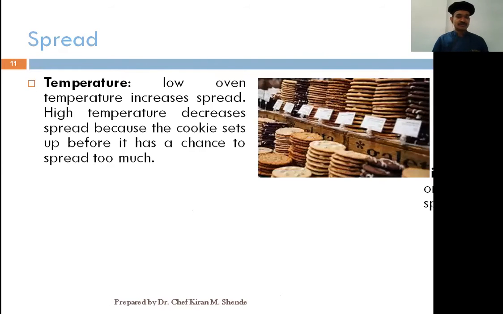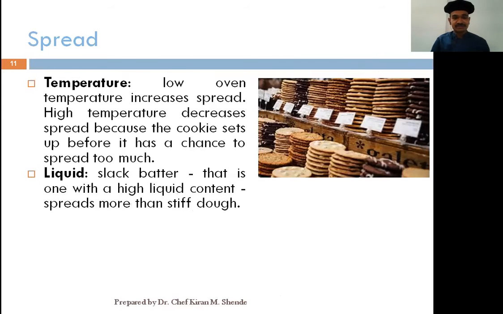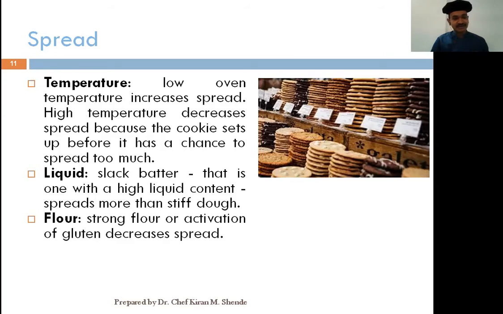Factor number 4, temperature. A low oven temperature will always increase the spread. So it is always said to bake cookies at a higher temperature for a shorter period of time. Why is it done? Higher temperature decreases the spread because the cookie sets up before it has a chance to spread too much. Number 5, liquid. If your batter is slack, it tends to spread more. Factor number 6, flour. The quality of refined flour plays a very vital role here. Strong flour, or activation of gluten, decreases the spread.